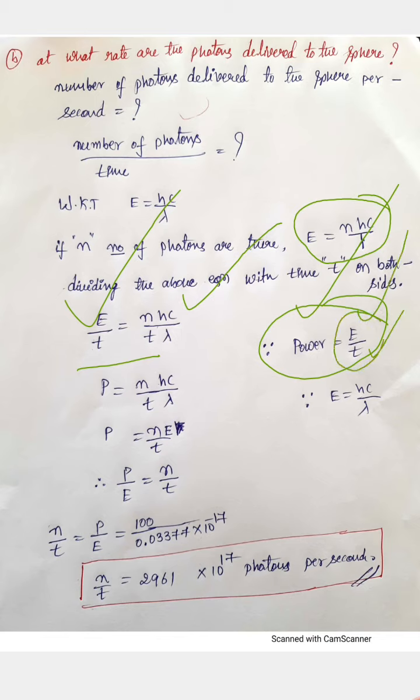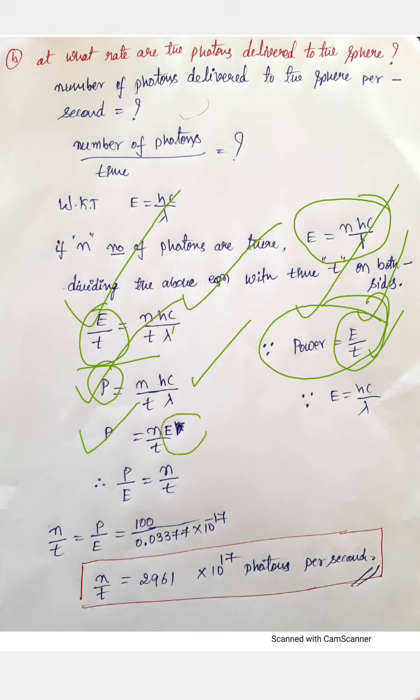Now in place of energy by time, we have substituted the power. It is not momentum, remember the term, that is power. Power is also indicated by P. Now n by t hc by lambda. Next, power is equal to n into E divided by t.